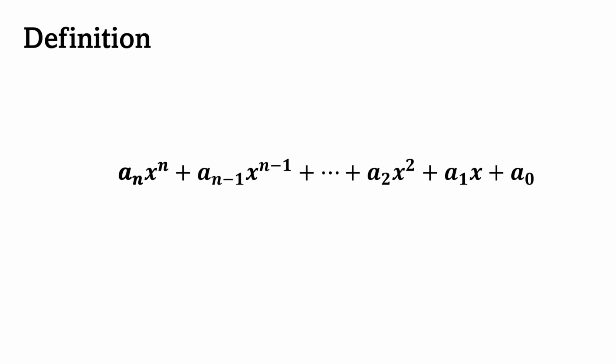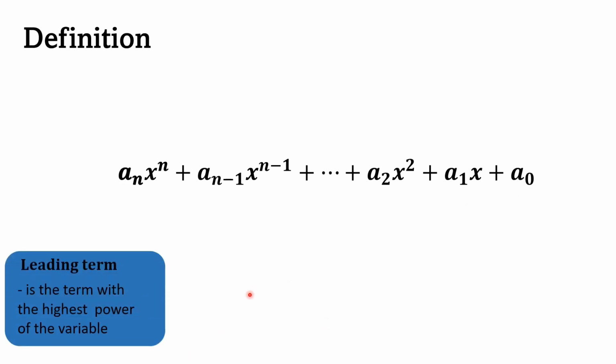So, a sub n x raised to n plus a sub n minus 1 x raised to n minus 1 plus, and so on, plus a sub 2 x squared plus a sub 1 x plus a sub 0. The leading term is the term with the highest power of the variable. So for a polynomial in descending powers of the variable, the first term is the leading term.